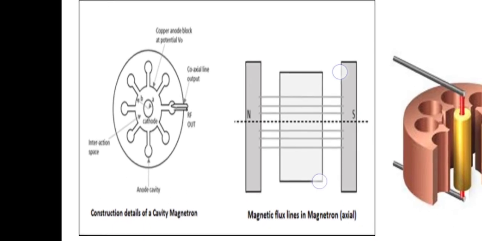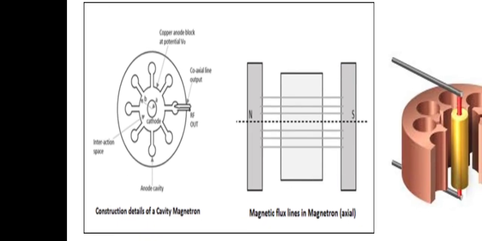You can observe in this diagram the permanent magnet is placed such that the magnetic lines are parallel to the vertical cathode and perpendicular to the electric field between cathode and anode.